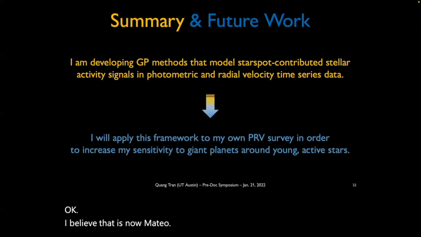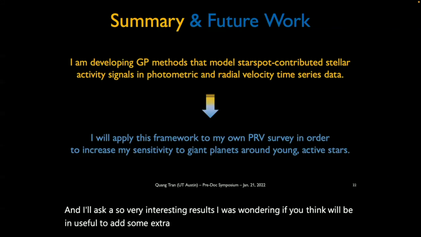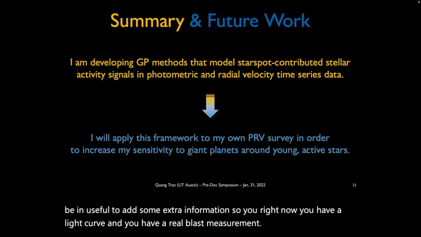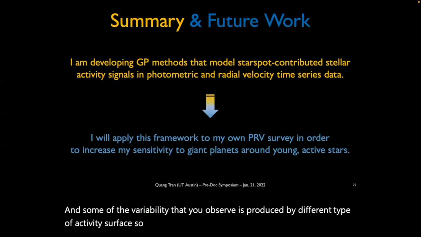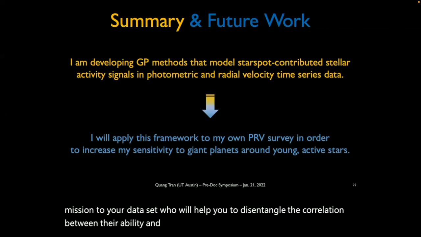Yeah, then I'll ask a question. So, very interesting result. I was wondering if you think it would be useful to add some extra information. Right now you have a light curve and you have a radial velocity measurement, and some of the variability that you observe is produced by different types of activity at the stellar surface. So I was wondering if including things like H-alpha emission in your data set could help you to disentangle the correlation between variability in the light and variability in the radial velocity measurements.